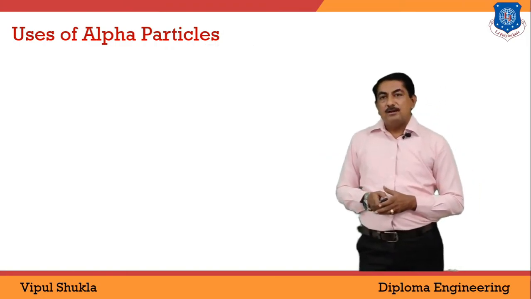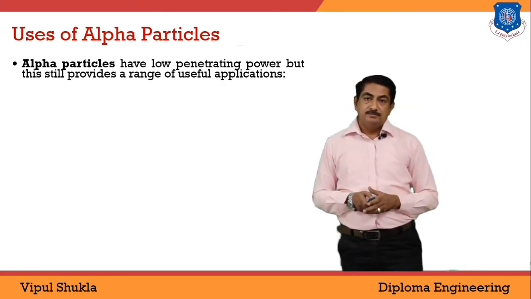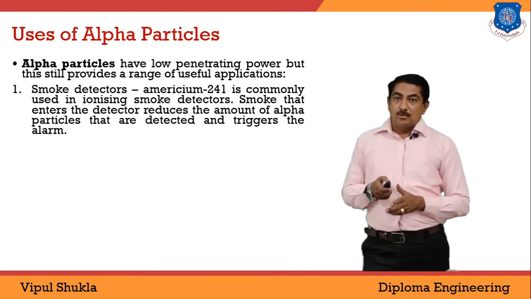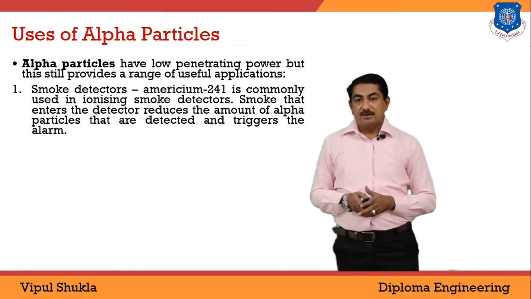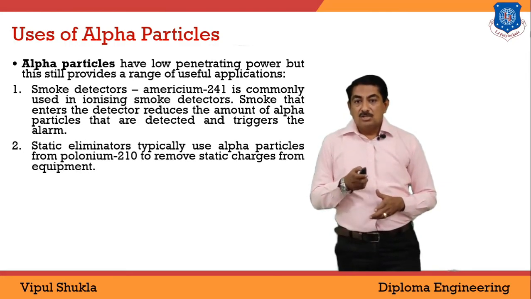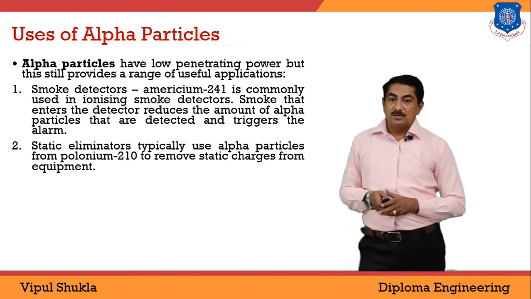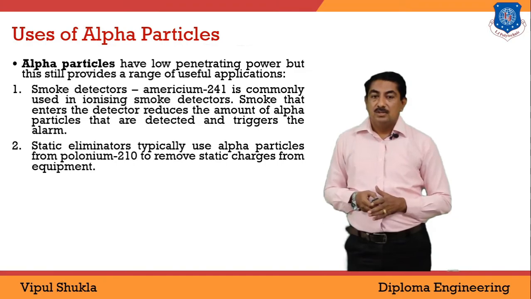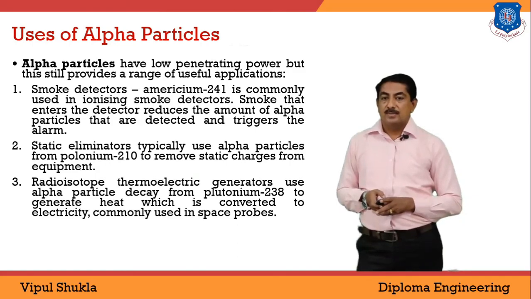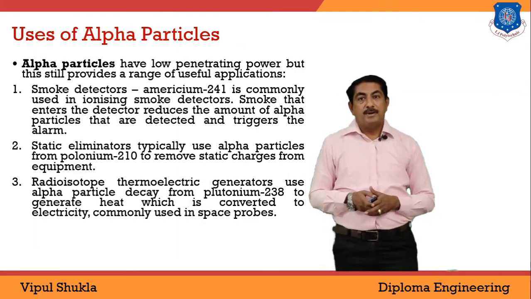What are the uses of alpha particles? Alpha particles have minimum penetration power and highest ionization power. From these properties, alpha particles are widely used in smoke detectors. They are also used as static eliminators, typically alpha particles from plutonium 210, to remove static charge from equipment. It is also used as a radioisotope. There are many applications of alpha particles.